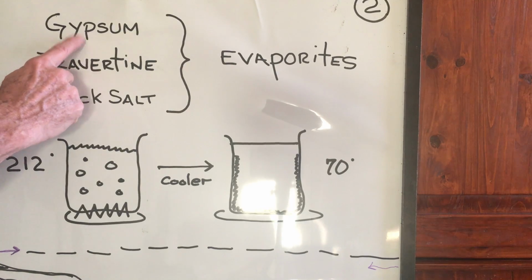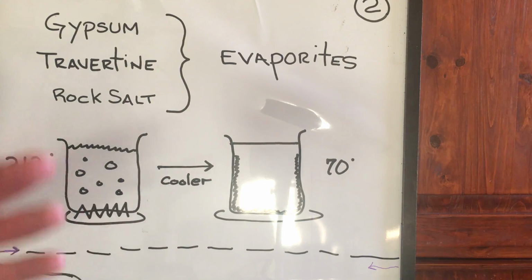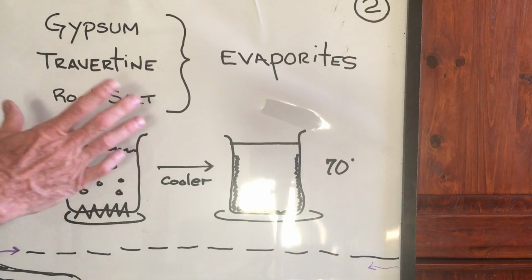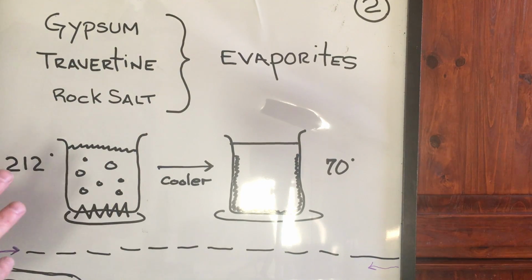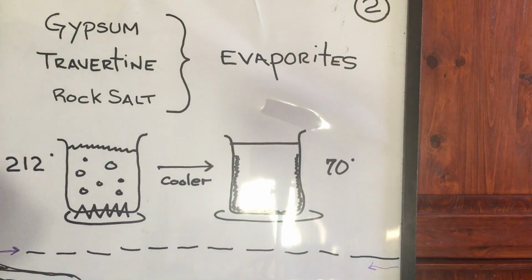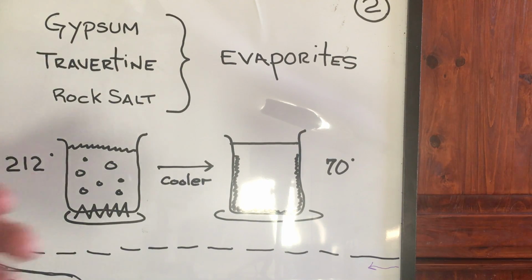So gypsum, travertine, and the rock salt that you have, and if you haven't already, taste the rock salt. It tastes just like salt, because that's what it is. These three are not clastic rocks like we just talked about. They are the rocks that came out of solution. So you won't be able to really tell the grain size because it all appeared after the water evaporated.